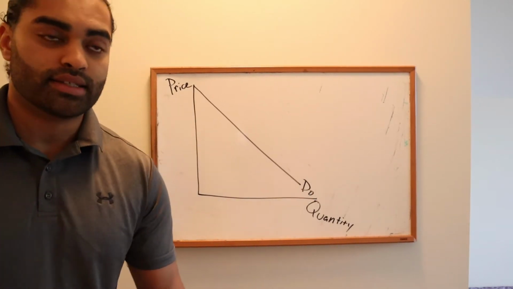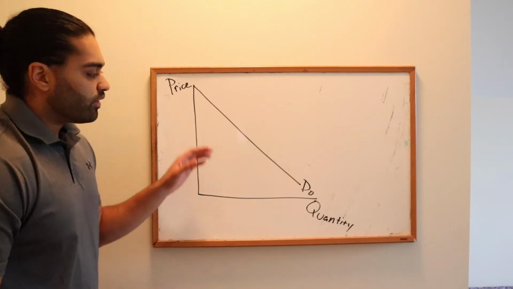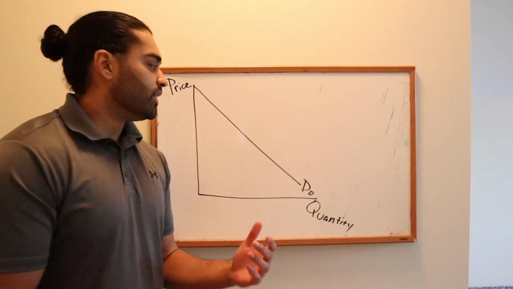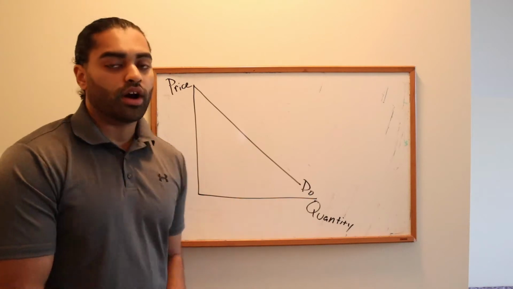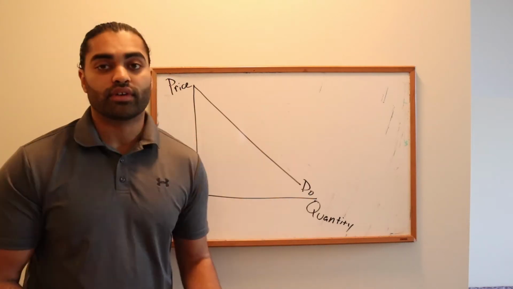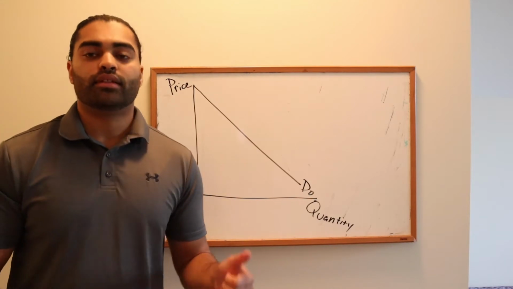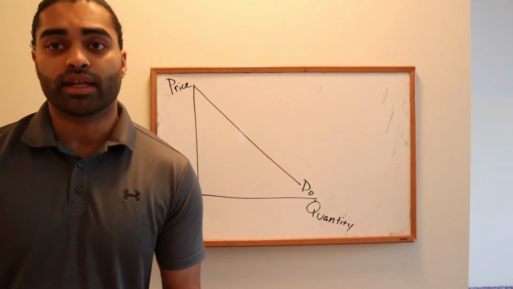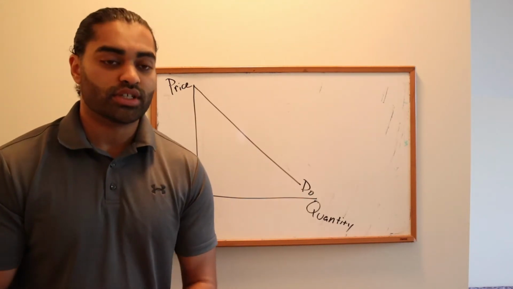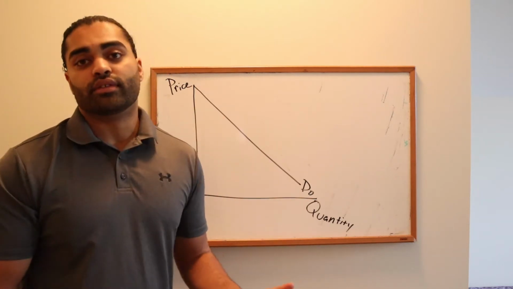That's looking at elasticity. So the law of demand is basically interpreting the slope of the curve. Basically, at a higher price, lower quantity demanded. The lower the price, the higher the quantity demanded. So the law of demand is just describing your curve itself.